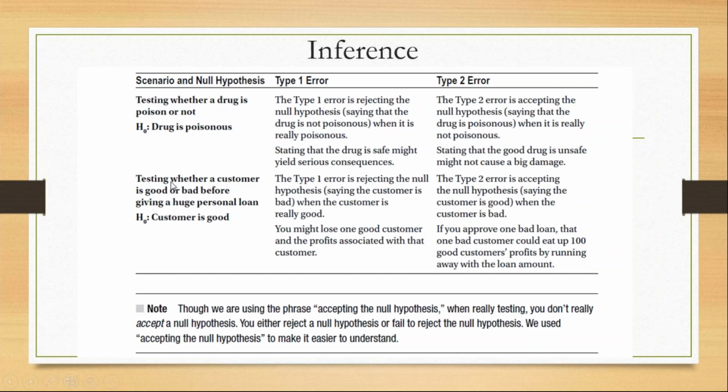Similarly, here also we have testing whether a customer is good or bad before a huge personal loan. The similar example that I just explained now, that a customer is good or not. My initial assumption is that my customer is good. Now I've rejected the null hypothesis. What would be the consequences? You might lose a good customer and the profit associated with that customer, so I'm losing out on something on a small scale. But if I approve a bad loan, then it might have a huge revenue loss for me. So in this case, type 2 error has a greater impact for me, and I always tend to avoid this type 2 error at any cost.